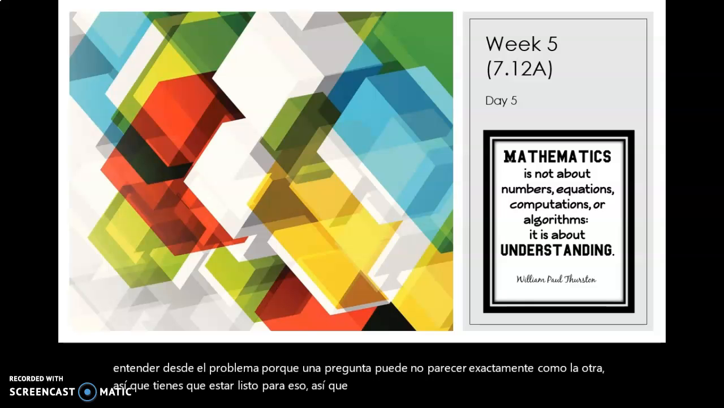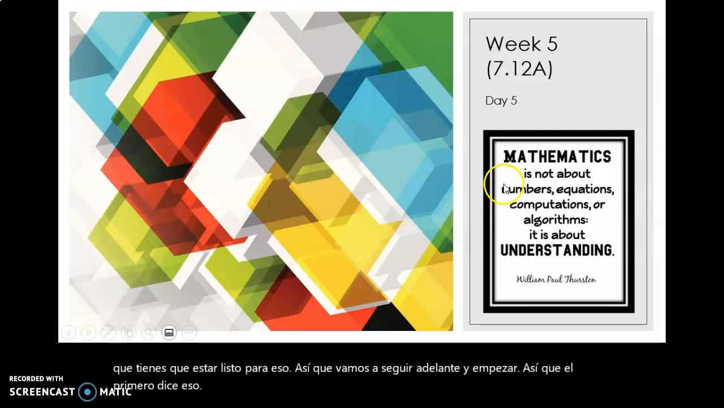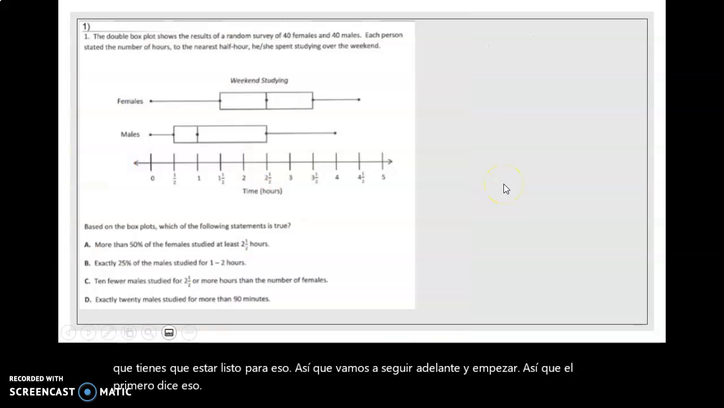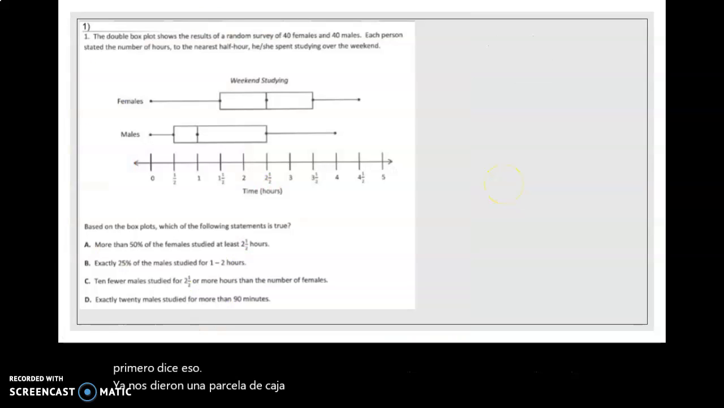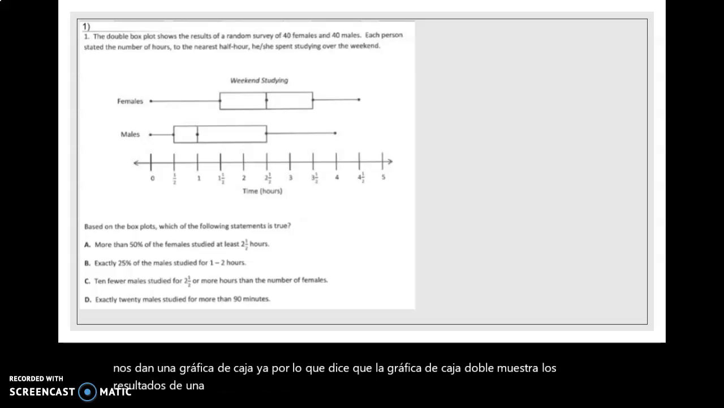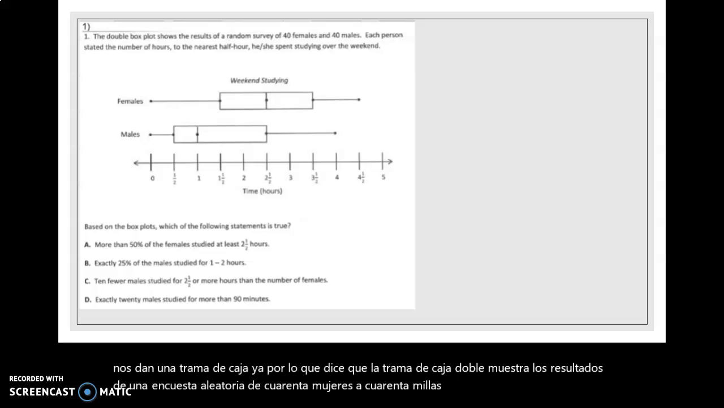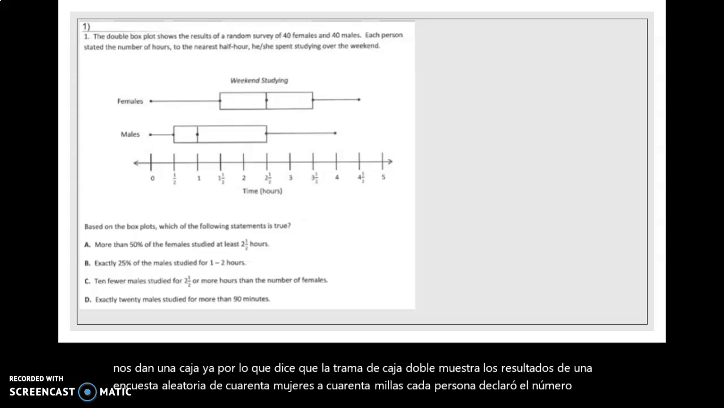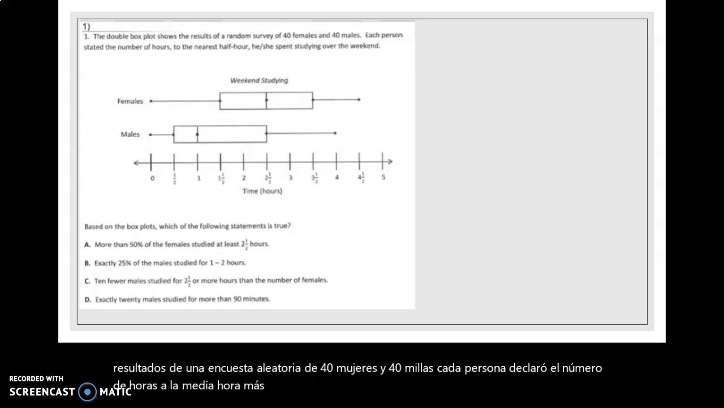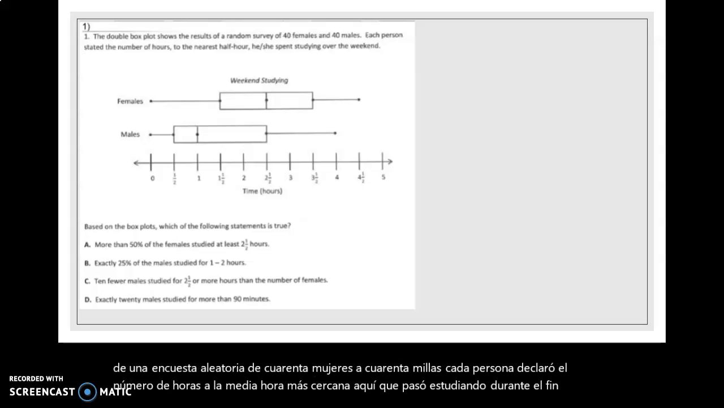The first one says that we are given a box plot already. It says the double box plot shows the results of a random survey of 40 females and 40 males. Each person stated the number of hours to the nearest half hour he or she spent studying over the weekend. Based on the box plot, which of the following statements is true?